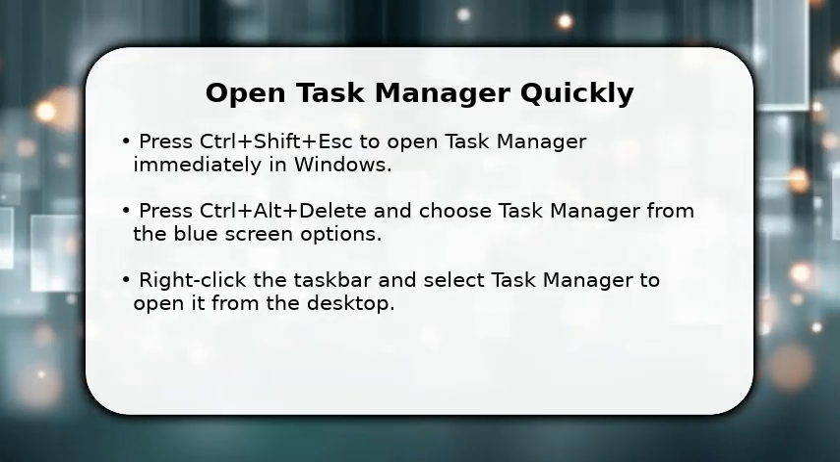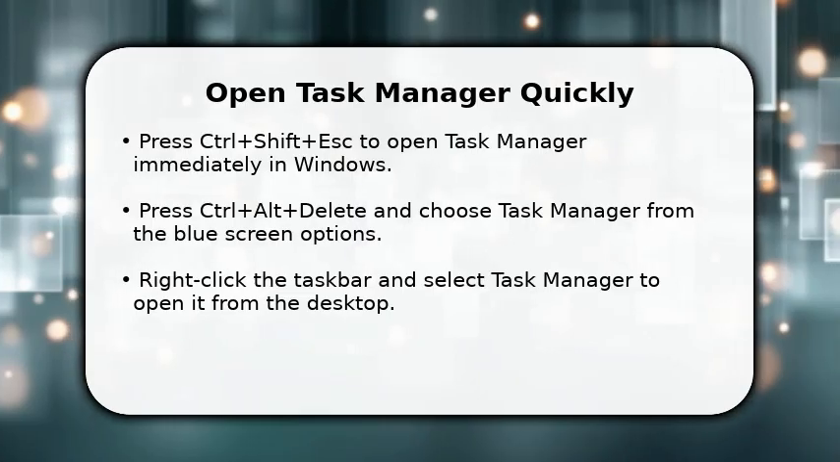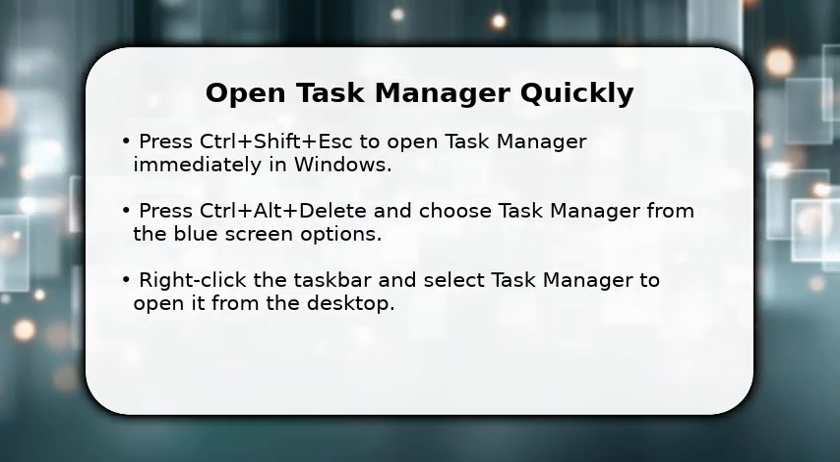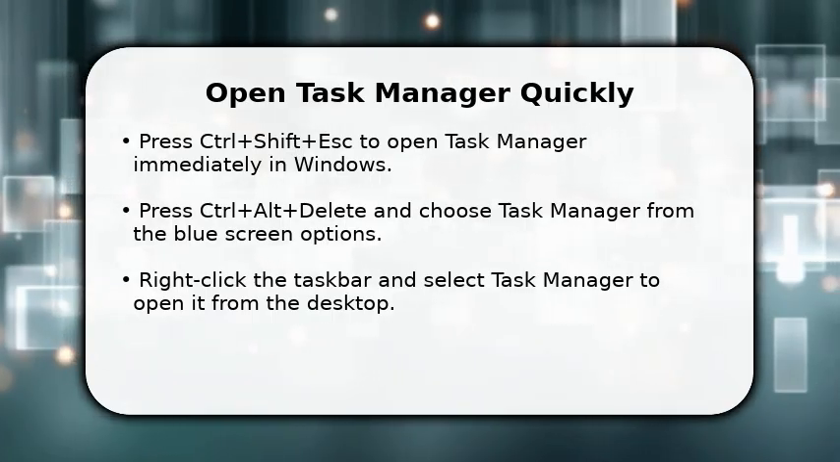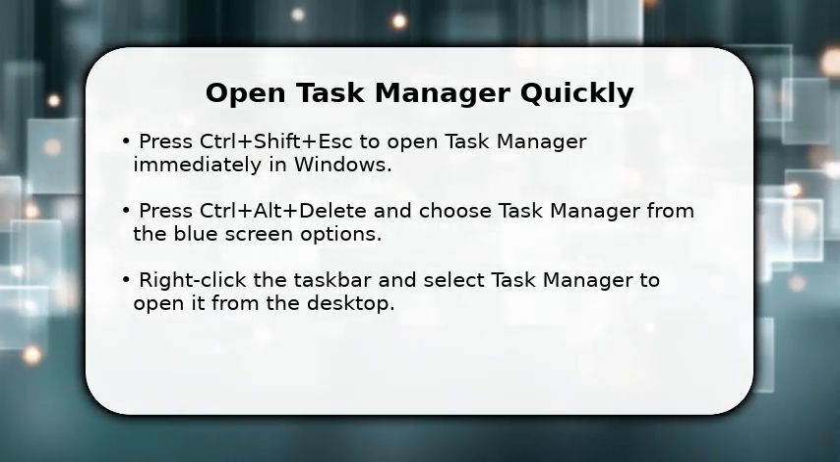I will show 3 fast ways to open Task Manager in Windows. Press Ctrl plus Shift plus ESC to open Task Manager immediately. That shortcut bypasses extra screens and goes straight to the app.